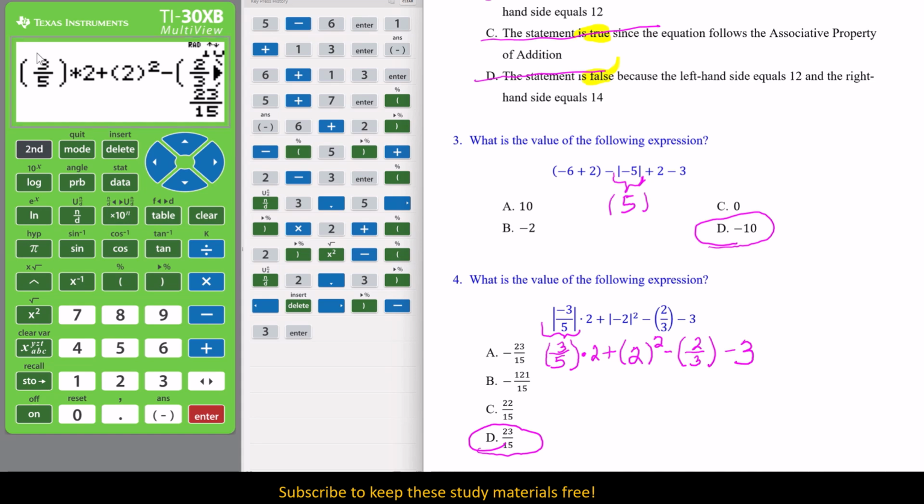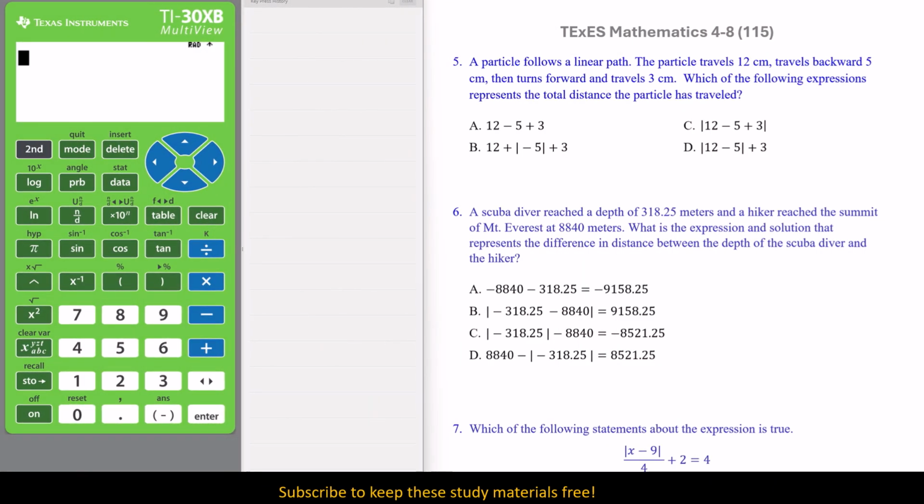All right, let's go to number 5. Number 5, a particle travels a linear path. The particle travels 12 centimeters, travels backward 5 centimeters, then turns forward and travels 3 centimeters. Which of the following expressions represents the total distance the particle has traveled? Okay, this is just trying to trip us up with English, the language of it.